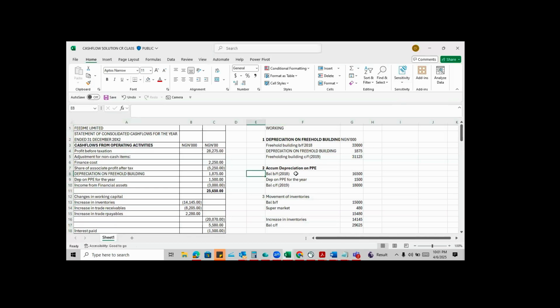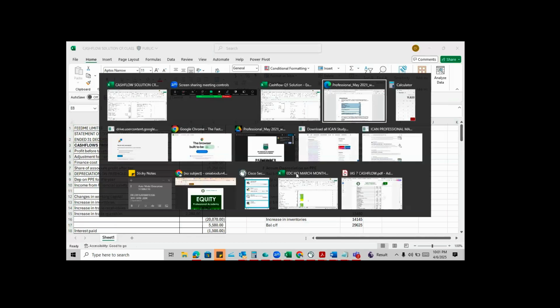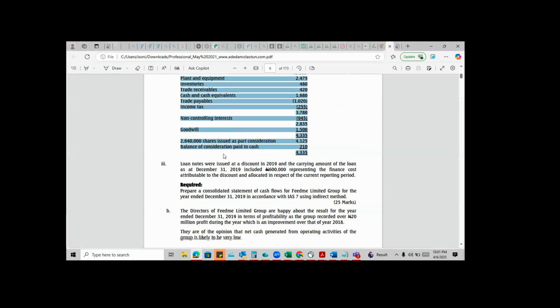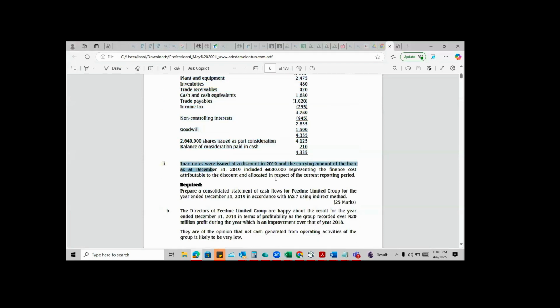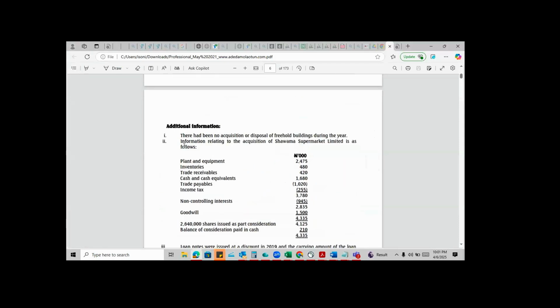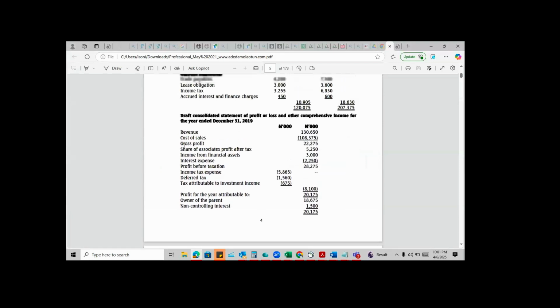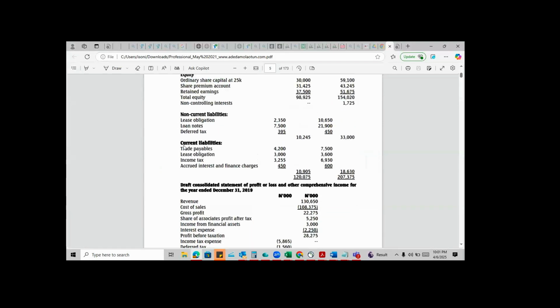Now, if you go back to the question, they were particular about that 600,000. This is the additional information. They told us that, I'm coming, you have a line here, this line here.